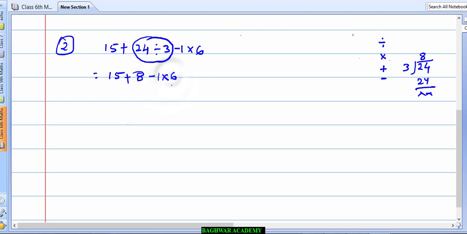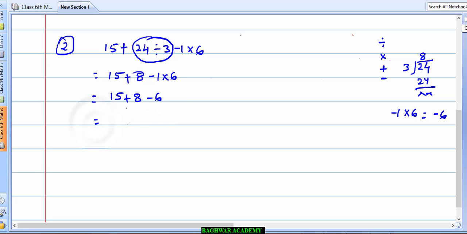Now here you have addition. Here you have subtraction. And here you have multiplication. So in the next step we will solve this portion, minus 1 into 6. So when you are multiplying minus 1 with 6, what you will get? Minus 6. And then you will write in next step 15 plus 8 minus 6.